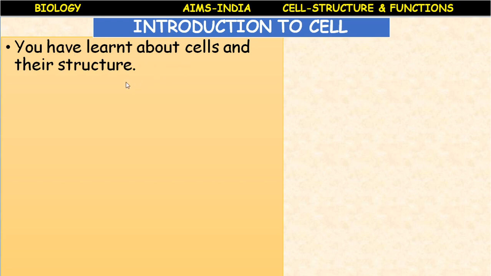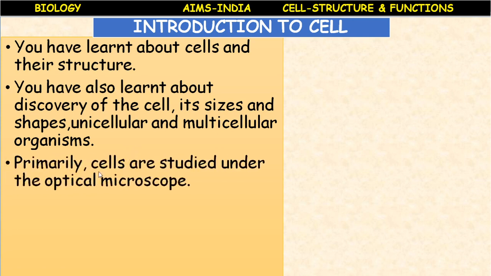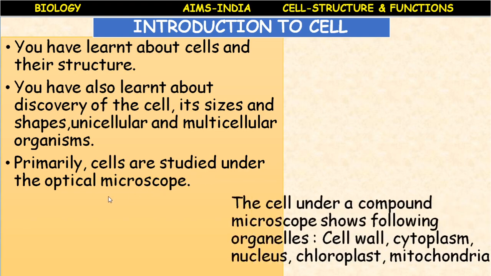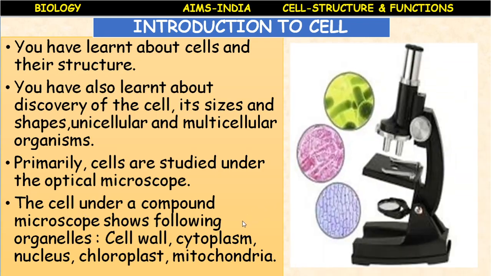You have learnt about the cells and their structure. You have also learnt about the discovery of the cell, its sizes and shapes, unicellular and multicellular organisms. Primarily, cells are studied under the optical microscope, the simple microscope. The cell under a compound microscope shows different structures or organelles: cell wall, cytoplasm, nucleus, chloroplast, mitochondria, etc.